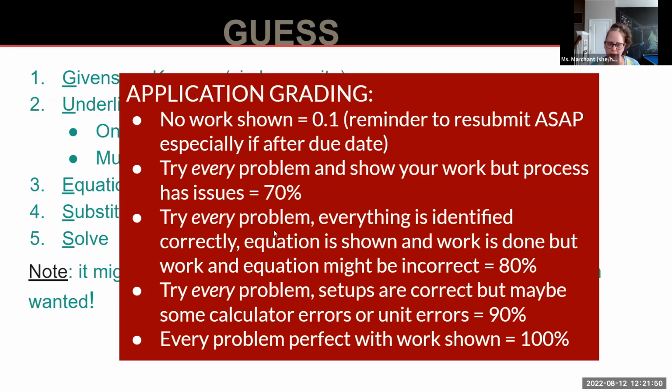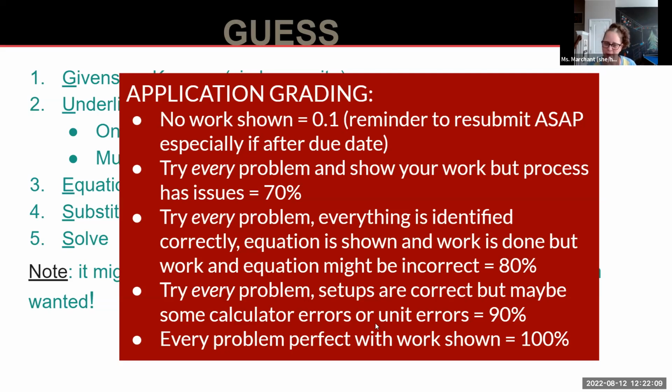Now, if you try every problem and you identify everything correctly, so you told me that 10 meters per second was a velocity, and then you gave me the equation that you are using, but you might have gotten off track, then you get an 80% minimum on that.